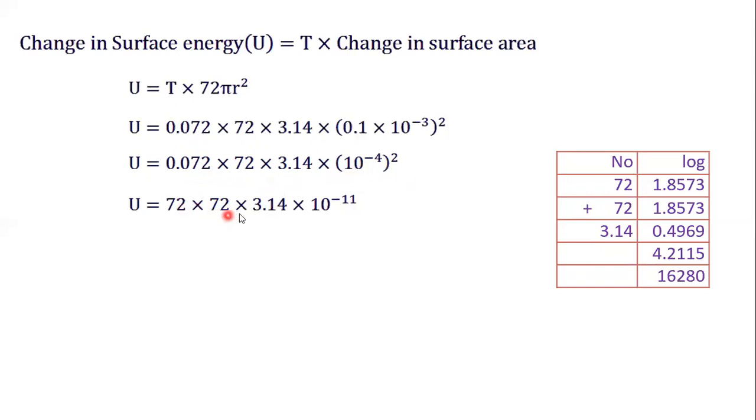72 into 3.14. We can solve it by log: log of 72 plus log of 72 again plus log of 3.14. So this calculation is coming 16280 into 10 raised to minus 11 joule. So we can write it in standard form: 1.628 into 10 raised to minus 7 joule is the change in surface energy.